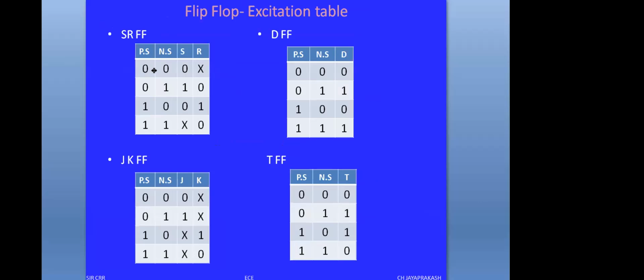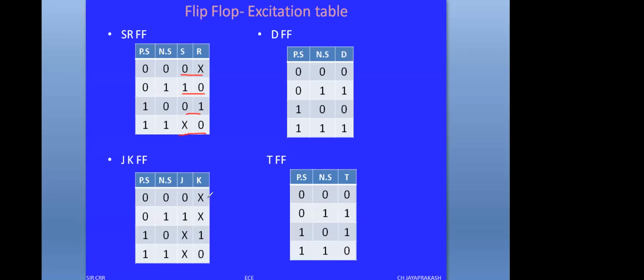First check the SR flip-flop; with the idea of SR and JK, you can remember D and T. For SR, when the present state is 0 and next state is 0, the inputs are 0 x, that is, S is 0 and R is don't care. When it is 0 1, it is 1 0. When it is 1 0, it is 0 1. When both are 1 1, it is don't care 0. For SR you have to remember this combination: 0x, 1 0, 0 1, and x 0.